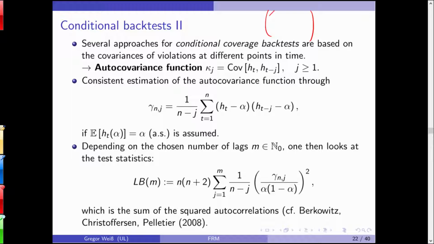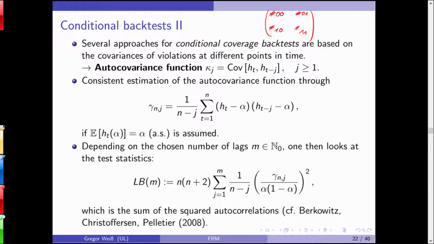So, 0, 0, 1, 1, 0, 1, 1, 0. And you count the numbers, a 1 is followed by a 0, and so on. So actually, you look at the autocovariance function at lag 1, I think. And then you get this Ljung-Box test on the autocovariance or correlation. And in case you don't have a cluster, this autocovariance will be 0 or close to 0. And if it's too high, you will reject the hypothesis of independently distributed hits.